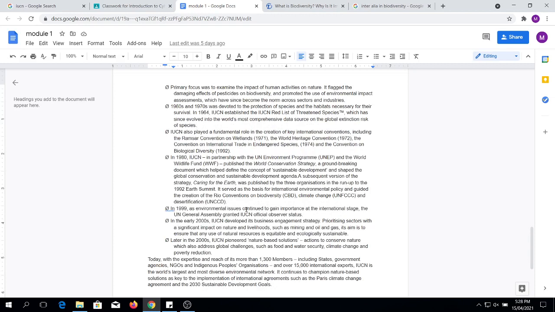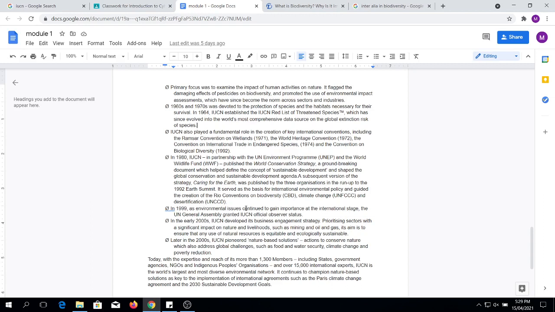Another, in 1980, the IUCN, in partnership with the UN Environment Program or UNEP and the World Wildlife Fund or WWF, published the World Conservation Strategy. So, a groundbreaking document which helped define the concept of sustainable development and shape the global conservation and sustainable development agenda. A subsequent version of the strategy, Caring for Earth, was established by the three organizations in the run-up to the creation of the Rio Conventions on Biodiversity or the CBD, climate change, and desertification.